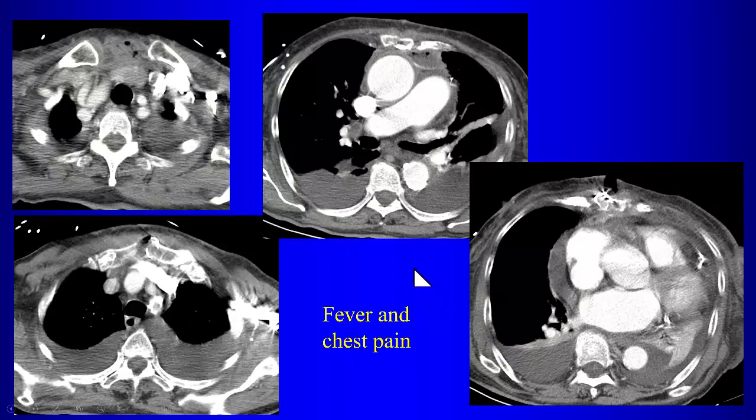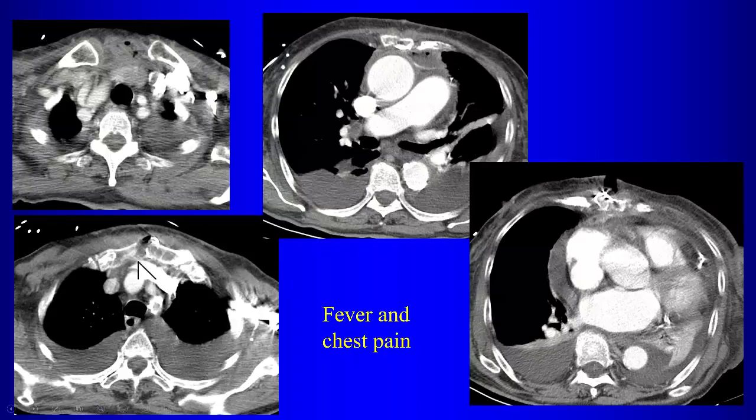Okay. Here's a patient who presents with fever and chest pain. There's a substernal fluid collection with gas. It looks like they've had a sternotomy, so I don't think it's like an abscess. Okay, so there's this substernal collection with gas. Patient has had a sternotomy, right?